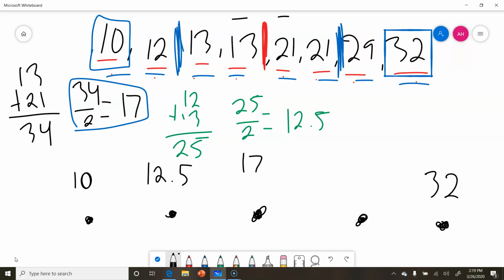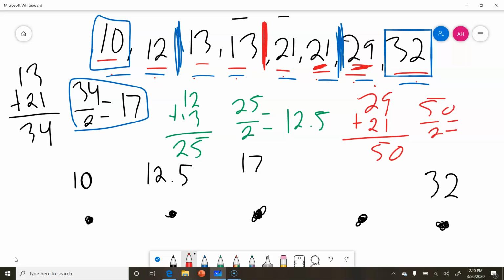Now I'm going to do the same thing, and so I'm going to do it in red with these numbers, with the 21 right here and the 29 right here. Same thing, just on the other side. So I'm going to do 29 plus 21, which is 50. And I do 50 divided by 2, which, if you have your calculators handy, is exactly 25. So that means that this one is 25.